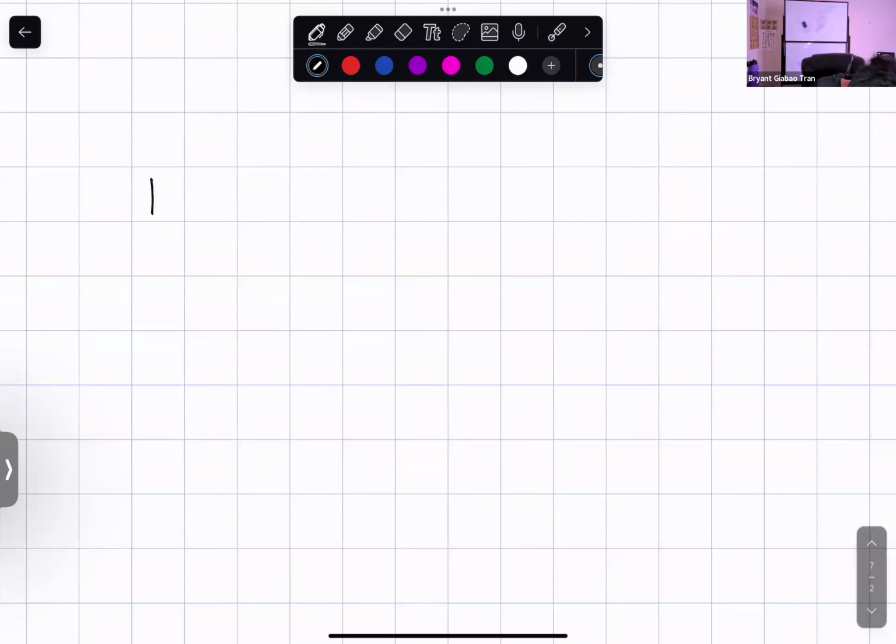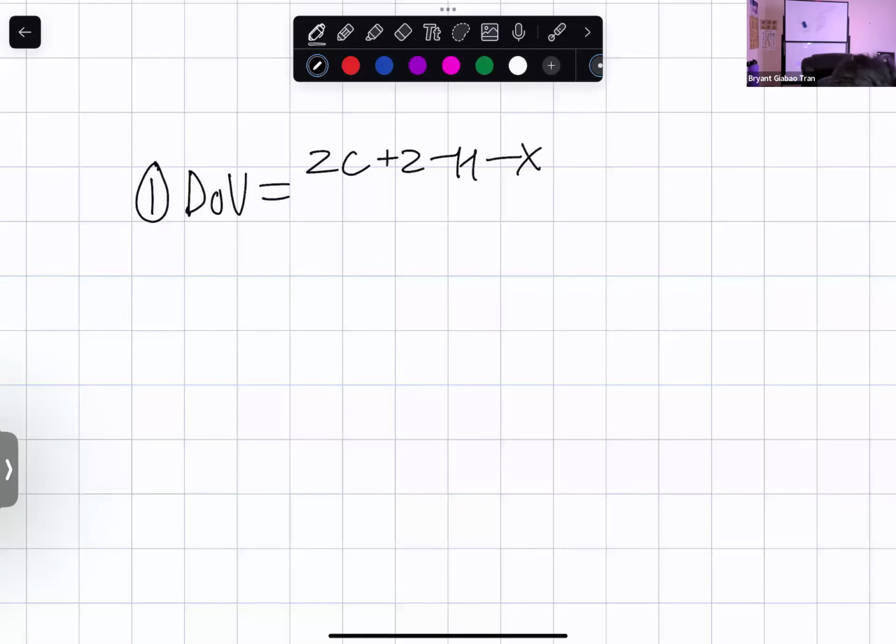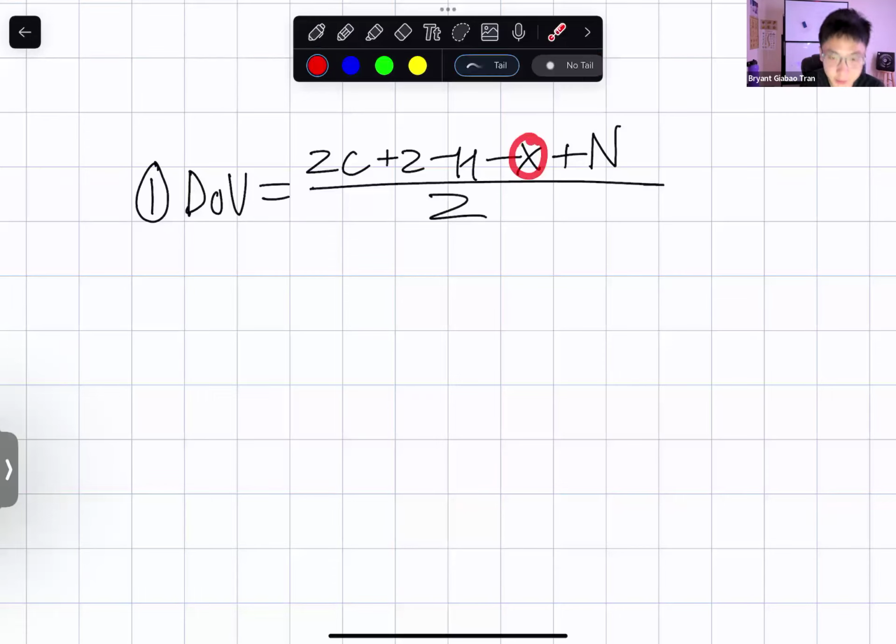Right. The first thing I do is I always calculate degrees of unsaturation, which is equal to 2C plus 2 minus H minus X plus N, all over 2. X is going to represent halogens like chlorine, bromine, iodine, fluorine. N is going to represent nitrogens. C is carbons. Right. That's the first thing I do.